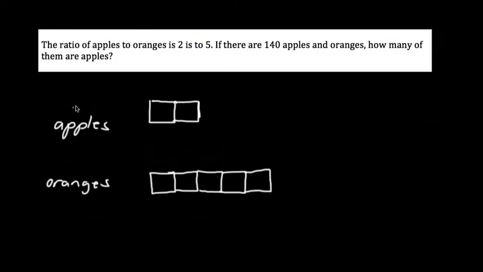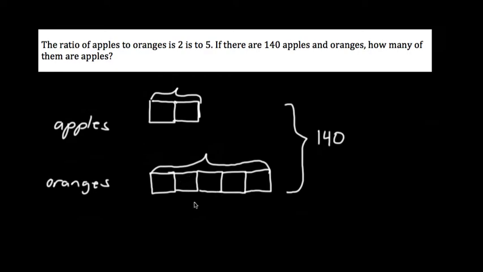But here, we don't know how many apples are there. And we also don't know how many oranges are there. What we do know is that the total apples and oranges, so this and this, their total is equal to 140. So meaning these 7 boxes, their total is equal to 140. So if 7 boxes are equal to 140, that should tell us that each box is equal to 20.